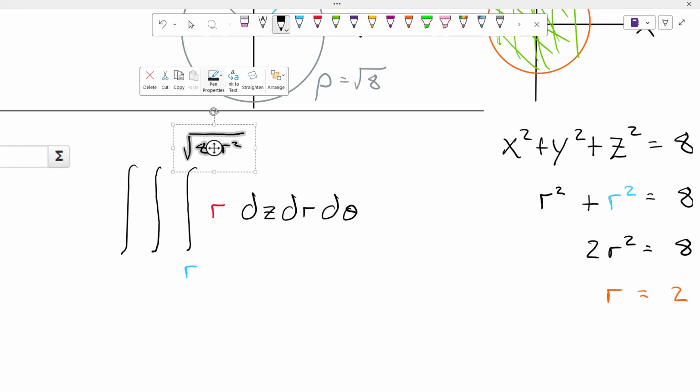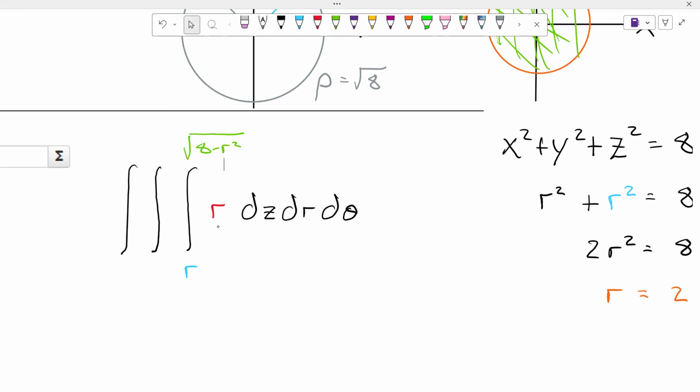Mark that thing in green. So let's just do that. Stay consistent. R, then we spent a bunch of time solving for that one. It's between 0 and 2, since that's the radius, the R radius at the intersection of the cone and the sphere.